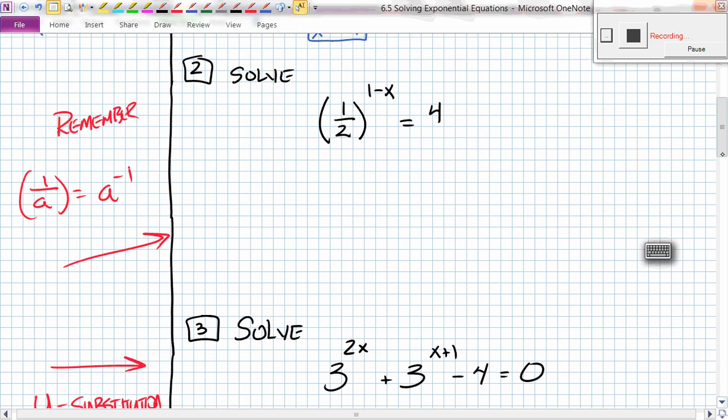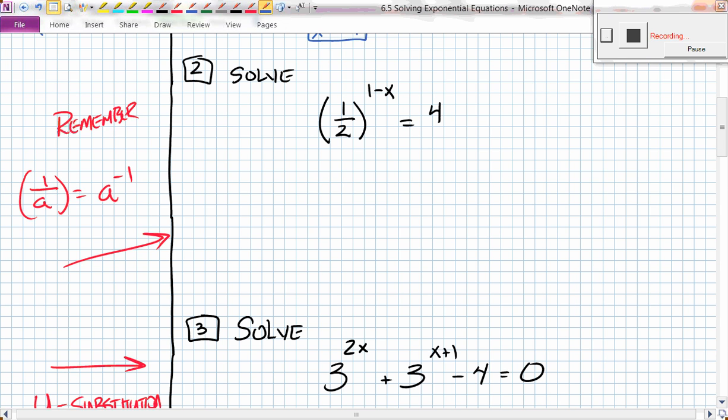All right, here we go. Let's move on to number 2. So our goal is to solve 1/2 to the 1 minus x equal to 4. Now, in this particular case, I might have to change both sides, both bases, to come up with something. So, keep in mind the fact that 1 over a is the same thing as a to the negative 1. So if I changed both of the bases, could I get a 2 as a base in there somewhere? Anybody see it?